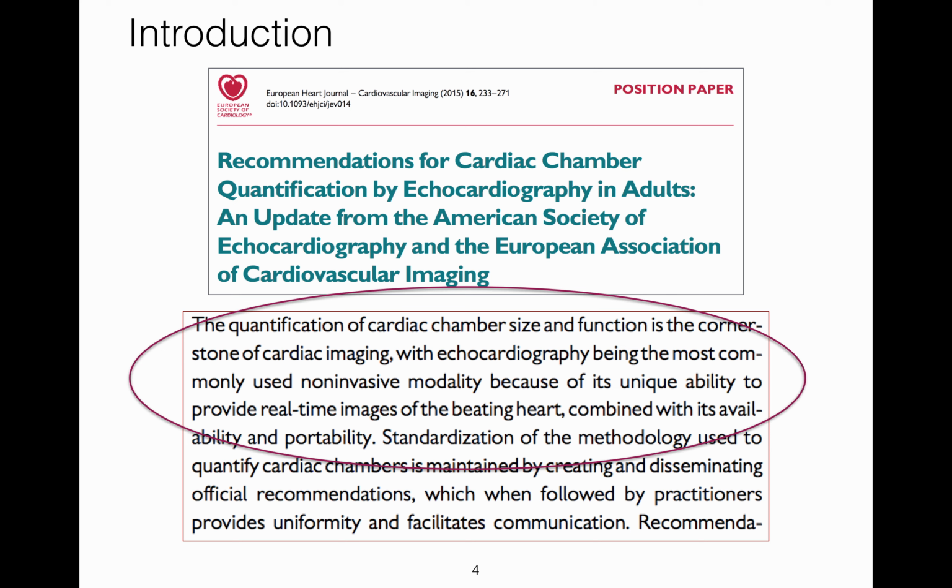Echocardiography is the most commonly used non-invasive cardiac imaging modality because of its unique ability to provide real-time images of the beating heart, combined with availability and portability. The recommendations document I just mentioned in the previous slide states that the quantification, that is, the measurement of cardiac chamber size and function, is the cornerstone of cardiac imaging.